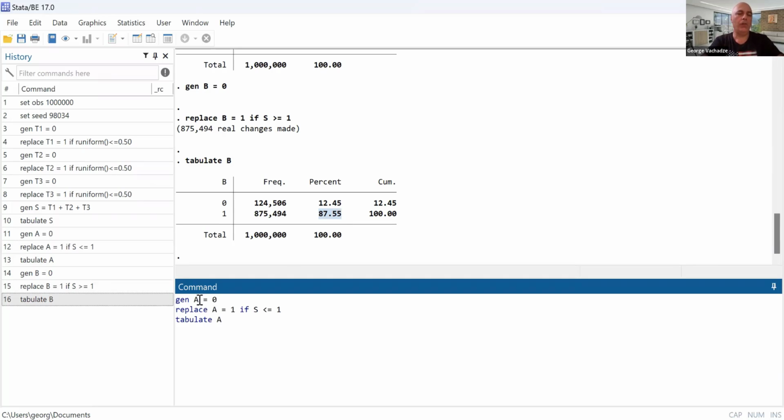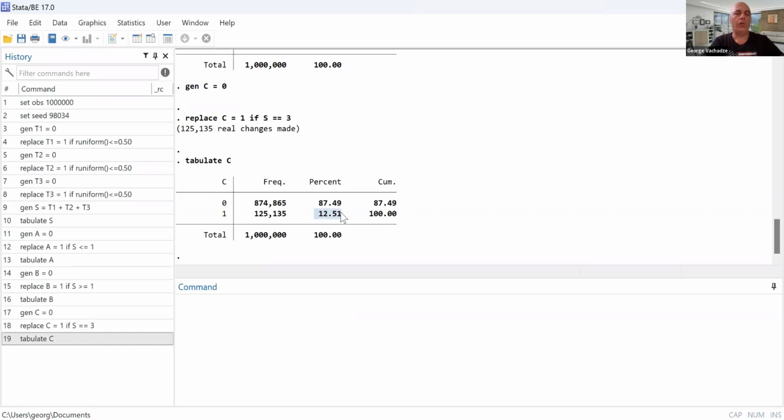To calculate the probability of C, we do a similar task. We generate C being 0 or 1, and C will be 1 if S is exactly 3. Please make sure that you use a double equals sign, which checks the condition rather than assigning the value 3. It checks whether S is 3 or not 3. Then we tabulate C, and we get the probability that C occurs as 12.51%.